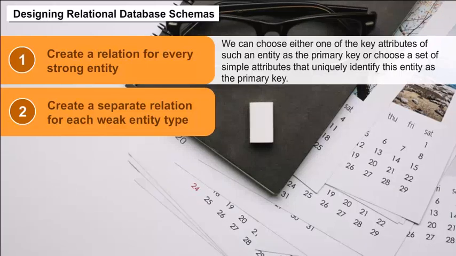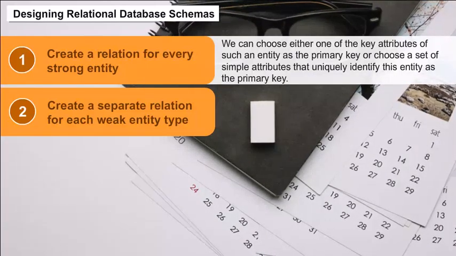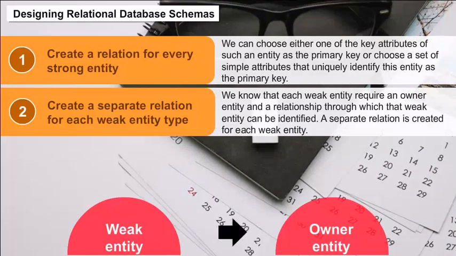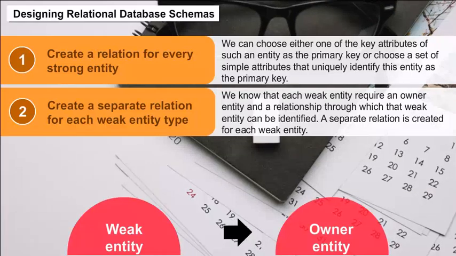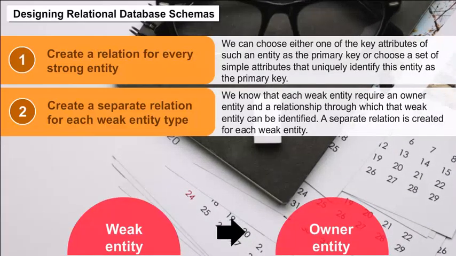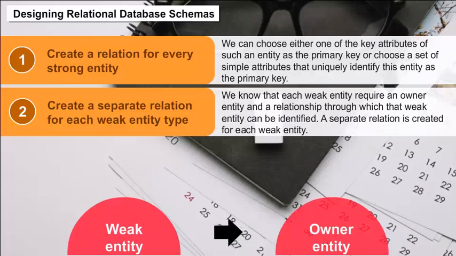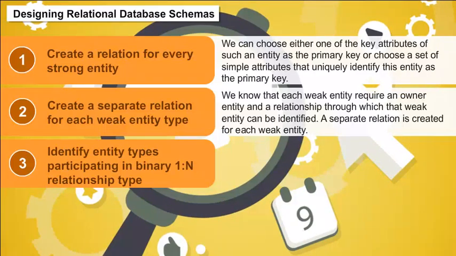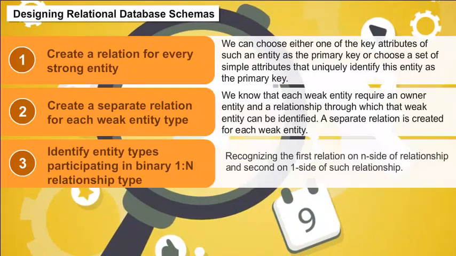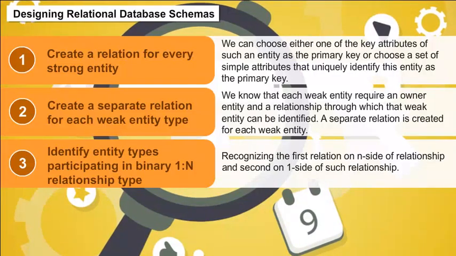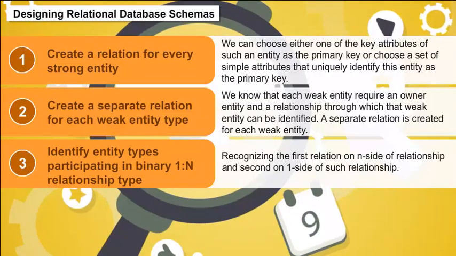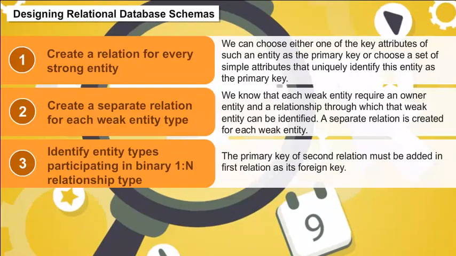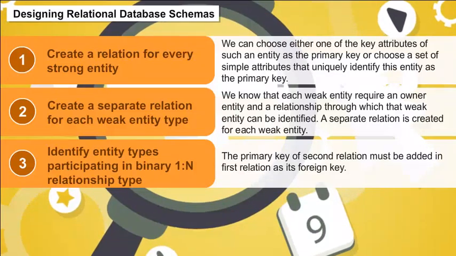2. Create a separate relation for each weak entity type. We know that each weak entity requires an owner entity and a relationship through which that weak entity can be identified. A separate relation is created for each weak entity. 3. Identify entity types participating in a binary 1:n relationship type, recognizing the first relation on the n side of the relationship and the second on the one side of such a relationship. The primary key of the second relation must be added in the first relation as its foreign key.